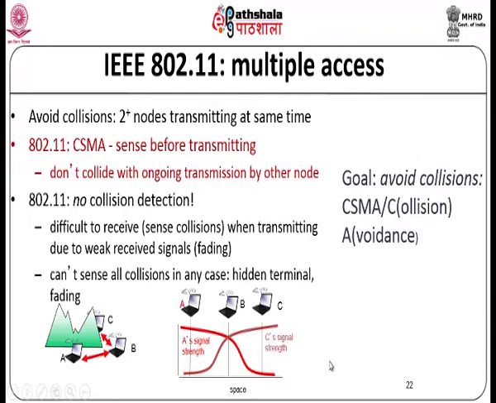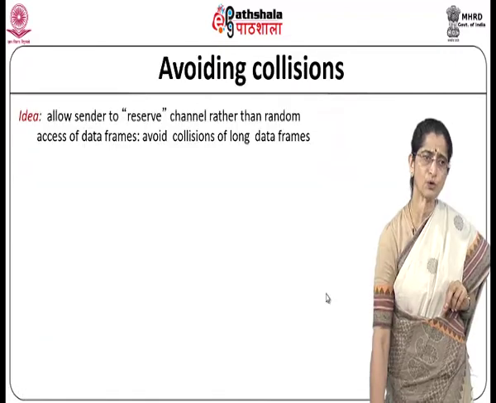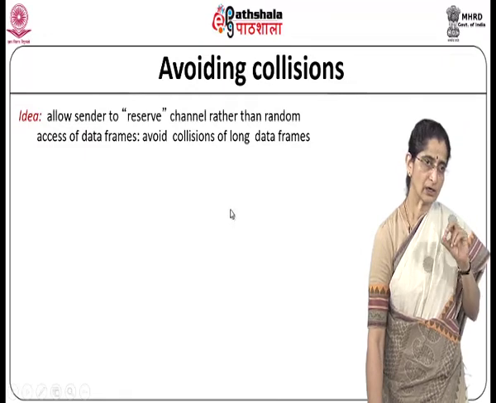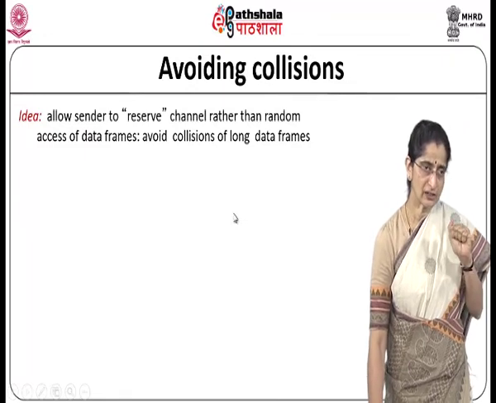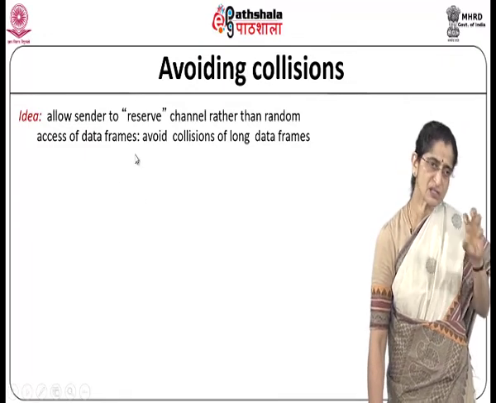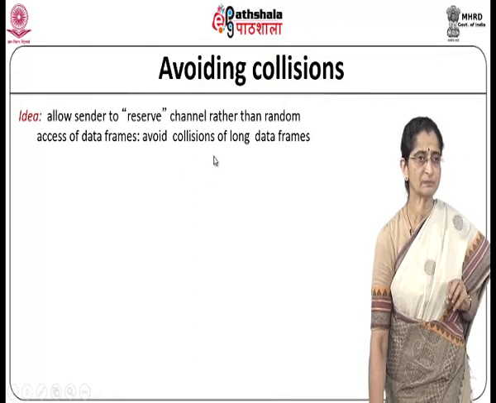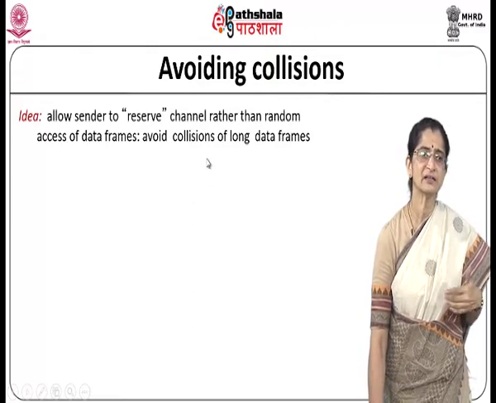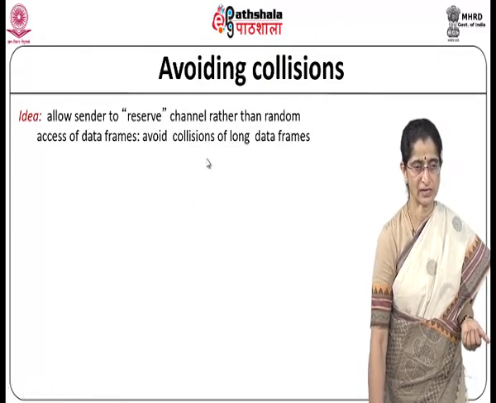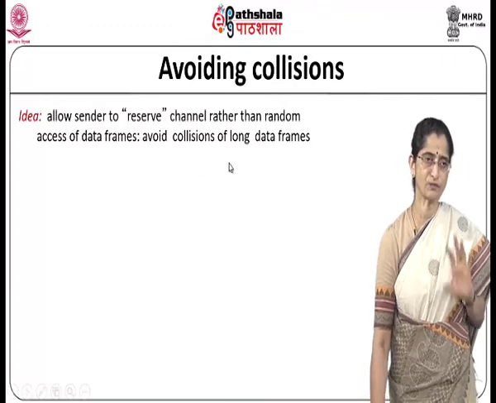So what do we need to do? We do what is called collision avoidance. So we have a technique called CSMA-CA, the C for collision, A for avoidance. So how do we avoid the collisions? That's the important part of the 802.11 protocol. The idea used here is that you would like to allow the sender to reserve the channel for some amount of time rather than do a random access of the channel. So you want to avoid collisions of long data frames.